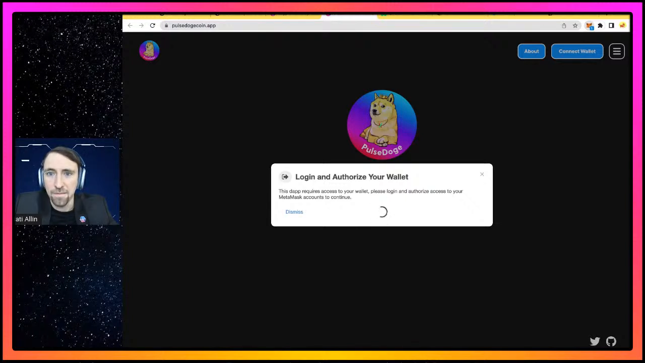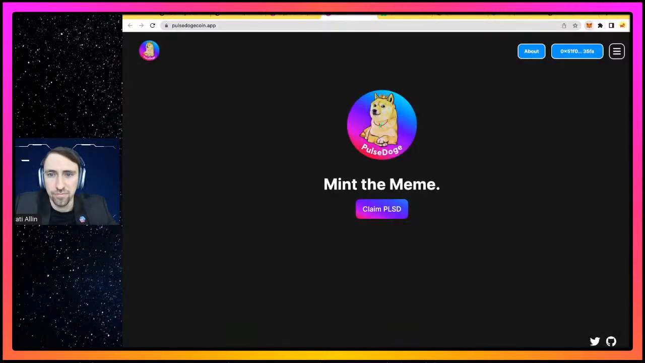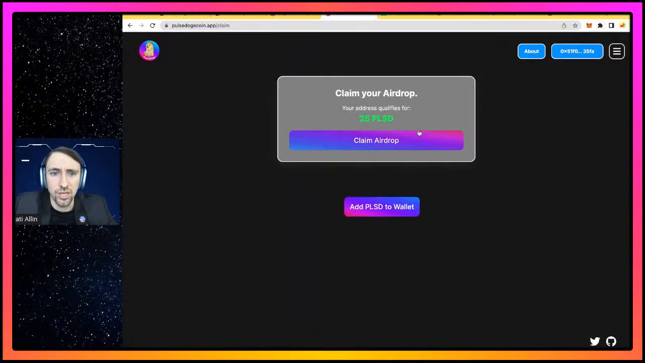It says this allows the site to see the address, the account balance, the activity, and suggest transactions to approve. That sounds okay to me. So I'm hitting connect. And then now I can hit the claim button for claim PLSD.